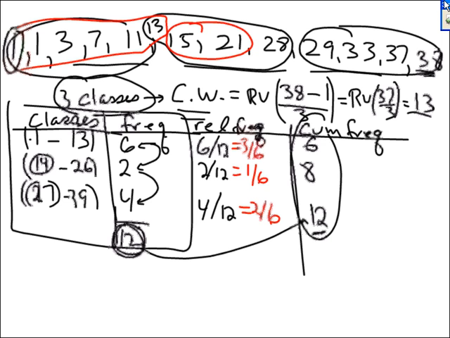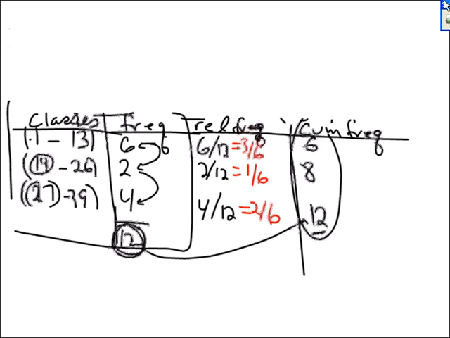Okay. Now, what if you were asked other questions? So you're given the table now. You're not given anything on the top. You're just given a table. Given the classes, you're given the frequencies, you're given the relative frequencies. And somebody asked you, what are the lower class limits?